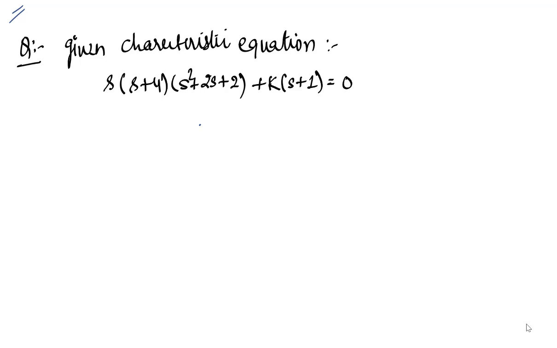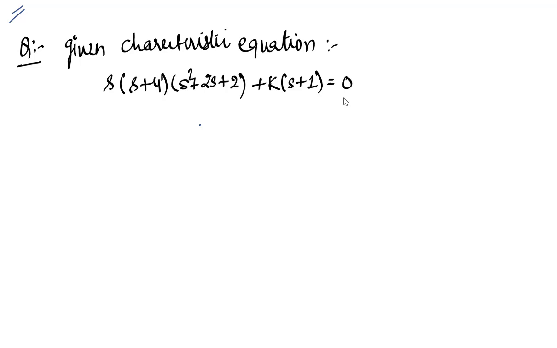जिसमें कि हमें रूट लोकस ड्रॉ करना है and we are given with the characteristic equation that is s(s + 4)(s square plus 2s plus 2) plus k times (s plus 1), right? So first of all we will convert this into a standard open loop transfer function form so that we can find out how many number of poles and how many number of zeros are over there, right?